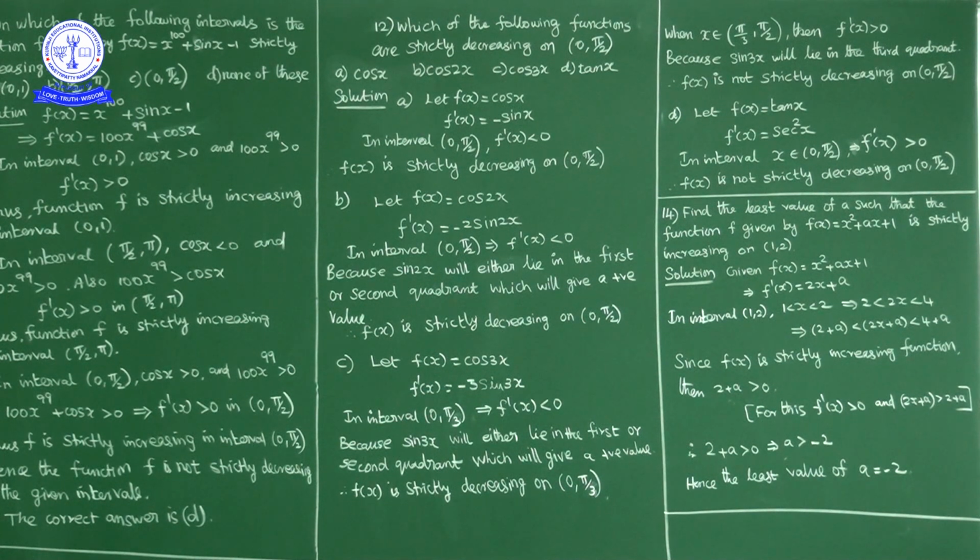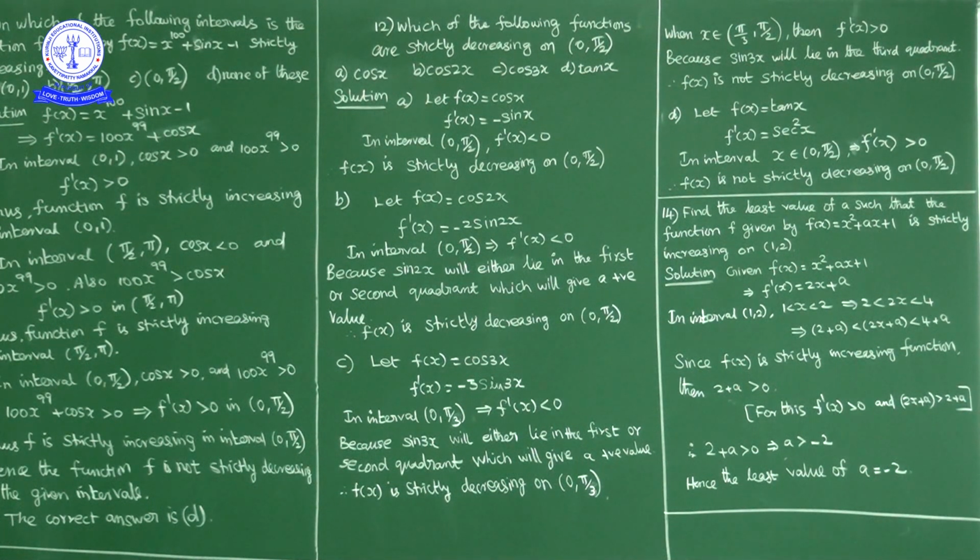Now, when x belongs to pi by 3 to pi by 2, 3x belongs to what? 3x belongs to pi to 3 pi by 2. Now pi to 3 pi by 2 is the third quadrant. In the third quadrant sin is negative. So sin 3x will lie in the third quadrant.